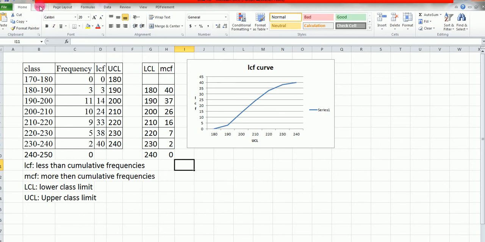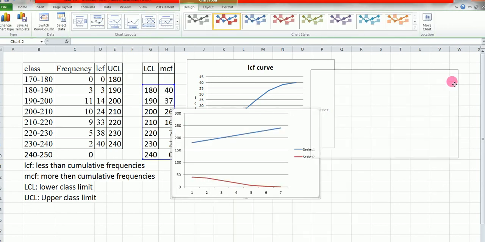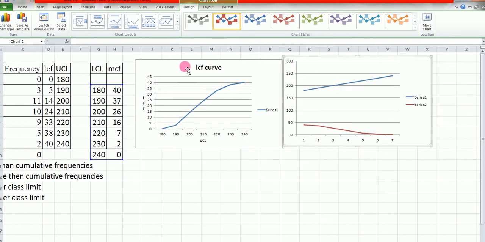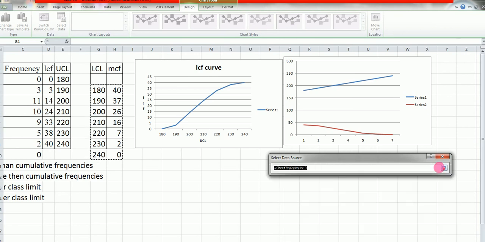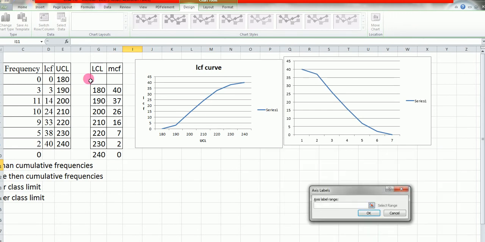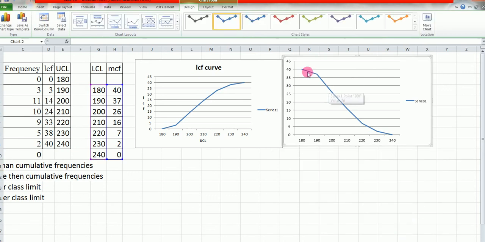So go to insert, select line chart, then go to select data. Here select the range of more than cumulative frequencies, and in horizontal axis label select range of lower class limit. Press OK. The resulting graph is MCF curve.